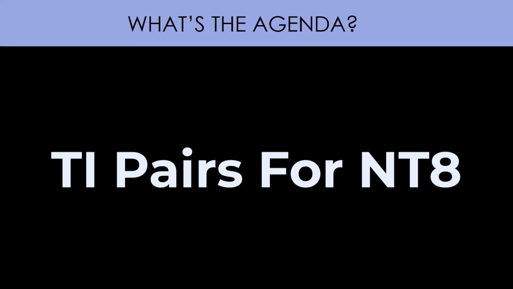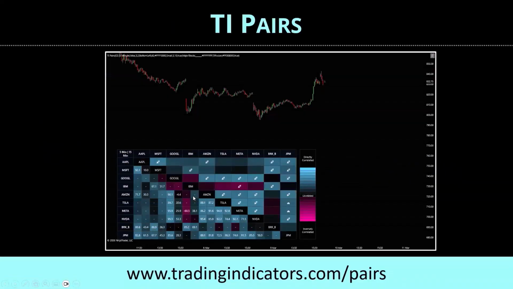TI Pairs for NT8. Now, you know, our TI Pairs indicator is our correlations indicator, which shows you directly on your price chart whether two symbols are directly correlated, indirectly correlated, or not correlated at all. How this works, I'm going to explain very quickly right now. Then we're going to look at how this looks on NinjaTrader 8, which we just released a couple of days ago.